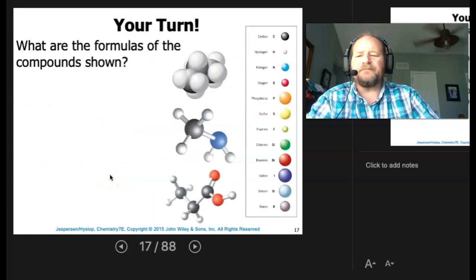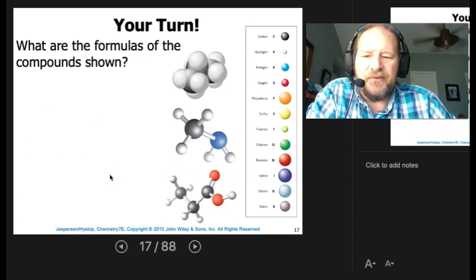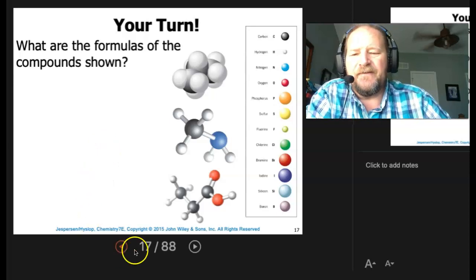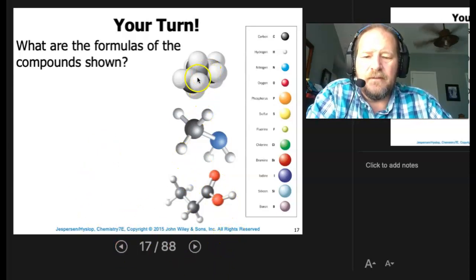All right. What are the formulas of the compounds shown? So here we've given you the different models, and then here's your color code key, so you can figure out which is which.